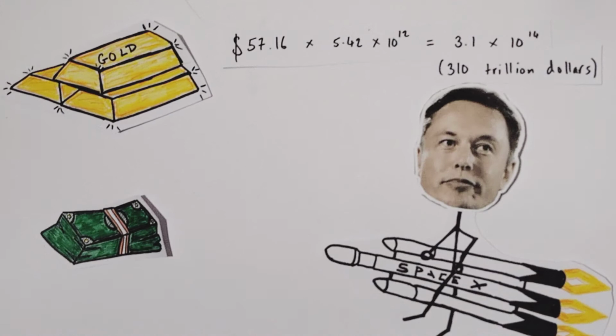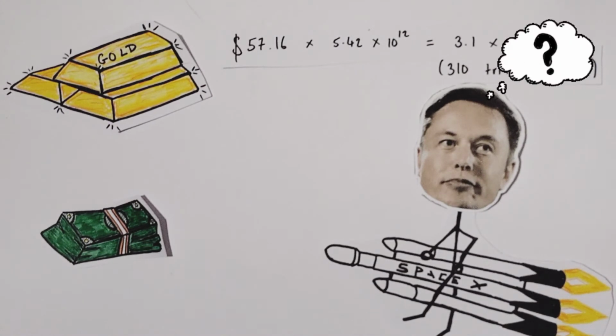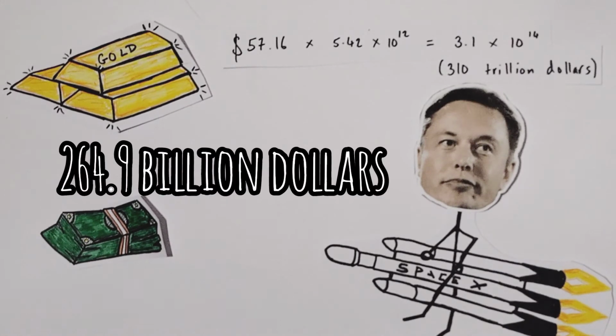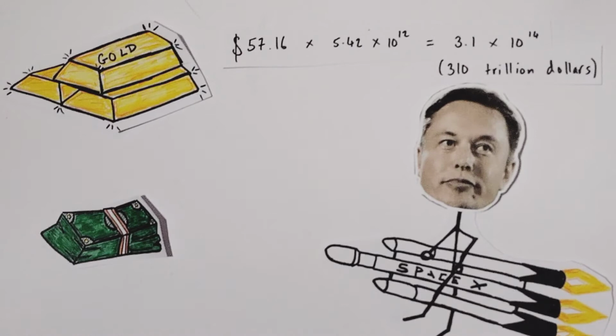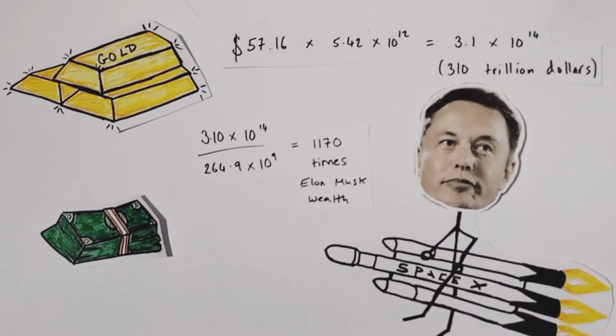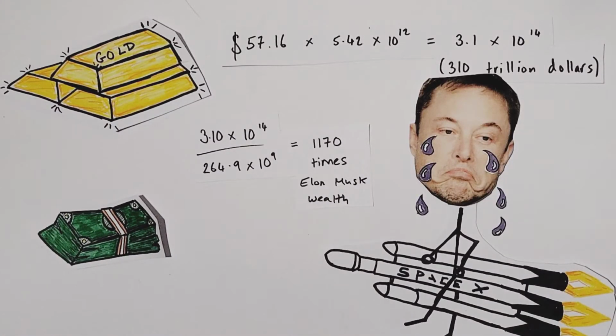Now to answer the original premise of the video, would this make you richer than Elon Musk? Well, as long as Elon hasn't suddenly invested in Twitter or something crazy like that, he's currently worth $264.9 billion on paper. So if we could extract all this gold, you'd be worth 1,170 times Elon's current wealth. Whoa, Elon, come on, calm down now. Stop crying. We haven't finished yet.